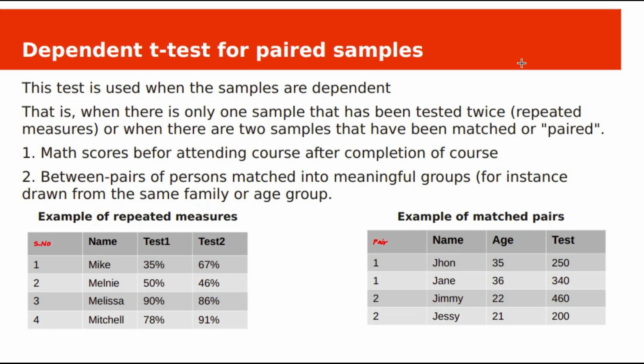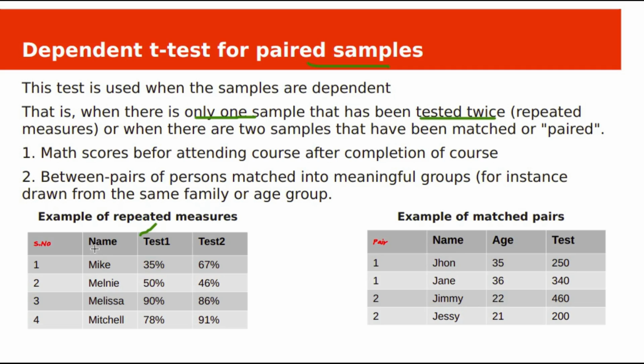We have seen two sample t-test with unequal variances. Now we will see paired sample t-test. We have already discussed what paired sample means. There is only one sample that has been tested twice, before treatment and after treatment.